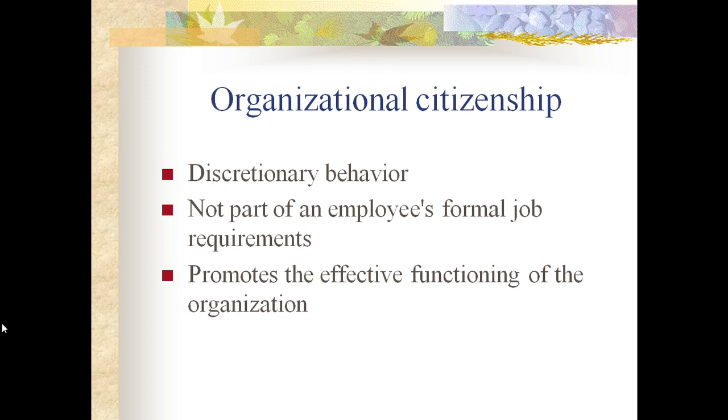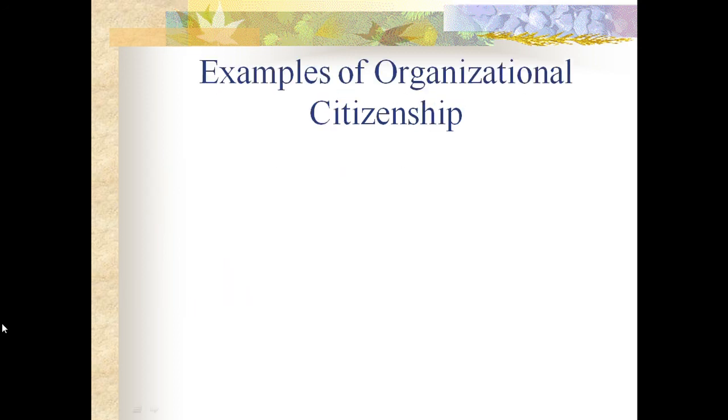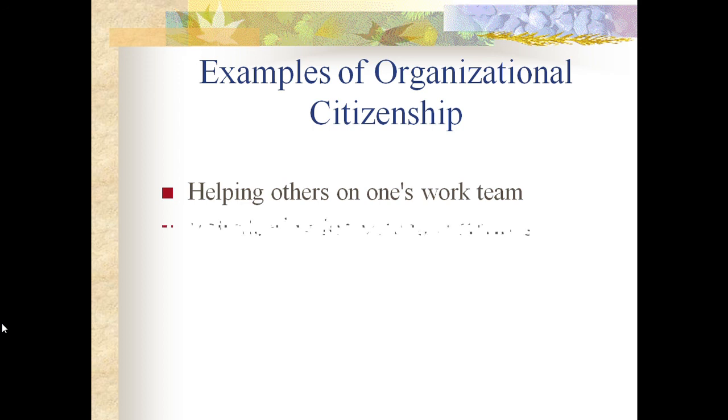And let's see some of the examples. Suppose an employee is helping others on one's work team, that is an example of organizational citizenship behavior. An employee is not actually expected to help others in his team, but he may be coming forward with such a help. Then that is organizational citizenship behavior. Or another employee may be volunteering for extra job activities. He may be coming forward for an extra job. As a student, you may come to the teacher to do an extra job, maybe to do something which is not expected from a student. So that is called organizational citizenship behavior.